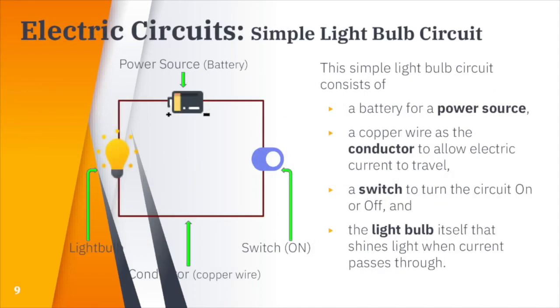Now let's analyze a simple light bulb circuit. This simple light bulb circuit consists of a battery for a power source, a copper wire as the conductor to allow electric current to travel, a switch to turn the circuit on or off, and the light bulb itself that shines when the current passes through.